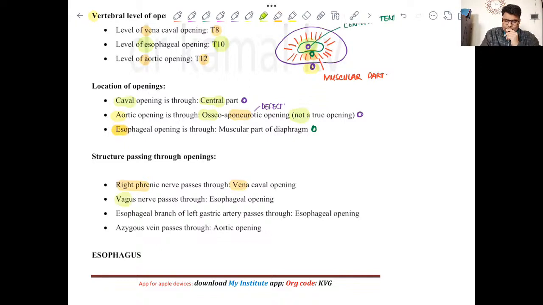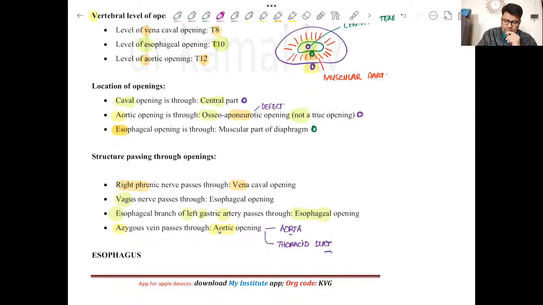Vagus nerve and esophageal branch of left gastric artery pass through the esophageal opening, and azygos vein passes through the aortic opening. Apart from azygos vein, there are two more structures passing through the aortic opening. One is of course the aorta, and second is thoracic duct. Clear? So these are the structures which are passing through these.